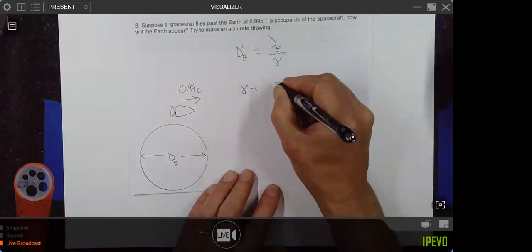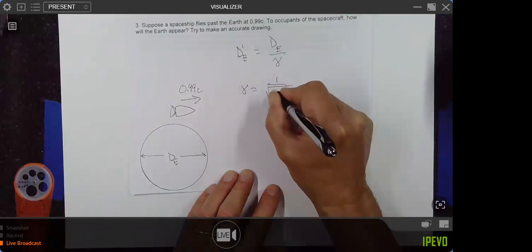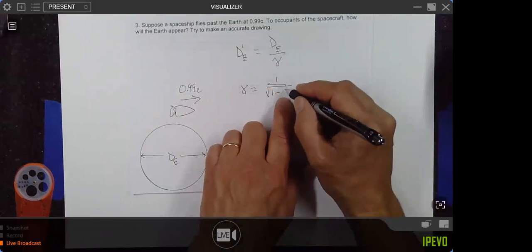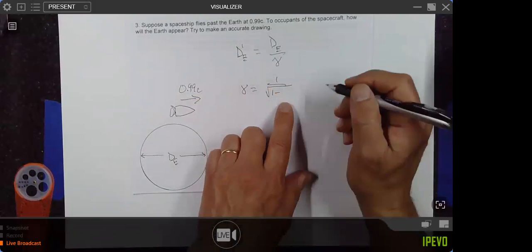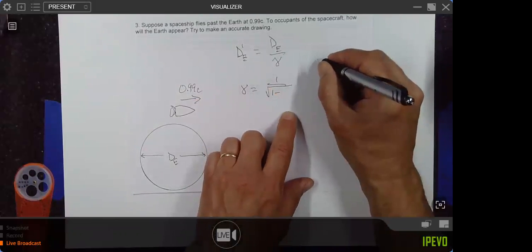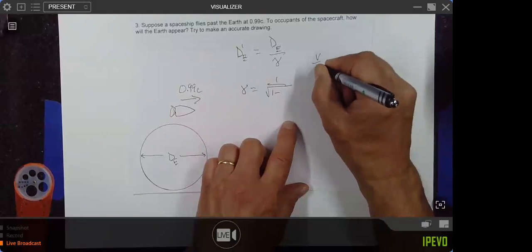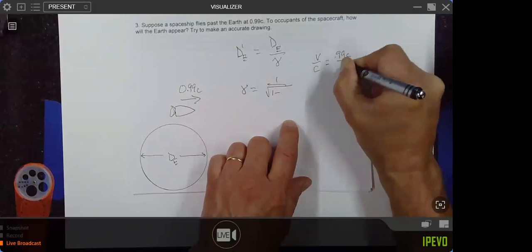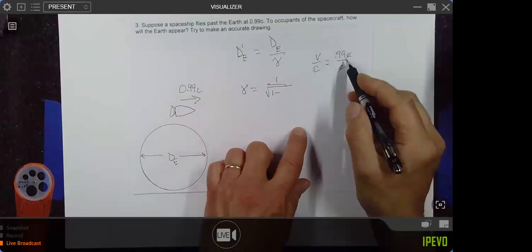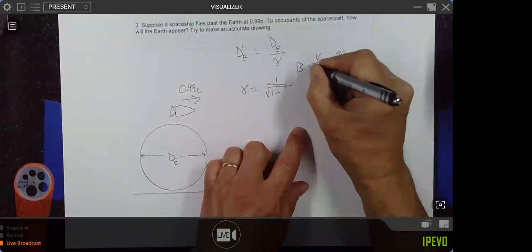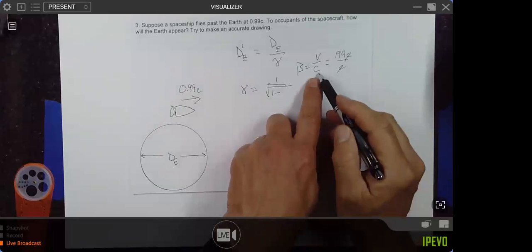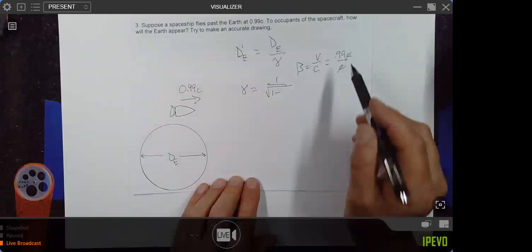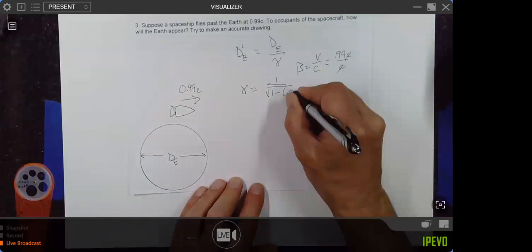So gamma is going to be 1 over the square root of 1 minus, now I'll just do this again. This is usually v squared over c squared, or v over c squared. But in this case, v over c is going to be 0.99c divided by c. So it's just going to be 0.99. And I mentioned last week that often that ratio is just written as a Greek letter beta. So in this case, beta is 0.99. So we'll have that thing squared.